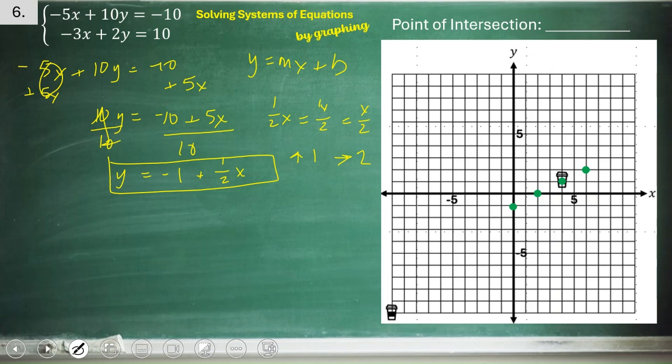So I'm going to go ahead and connect these dots with a ruler. And here is my line. It went through my coffee cup, so I know that line is correct.